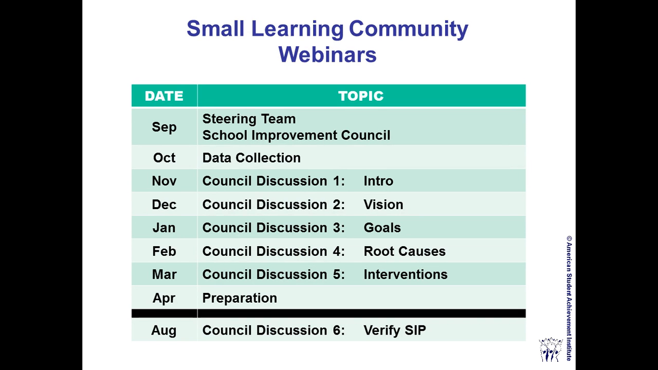So here are the small learning community webinars. Basically, there's one each month. We have sent your team an email listing the specific dates and time for your small learning community. But basically there's one a month.